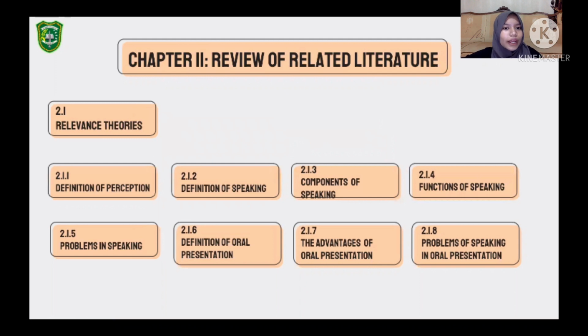Next, 2.8 problems of speaking in online presentation. There are some problems which are responsible for affecting speaking in online presentation. There are 4 problems. 1, the psychological aspect. 2, learner's language competence or ability. 3, performance condition. And last, learning environment.